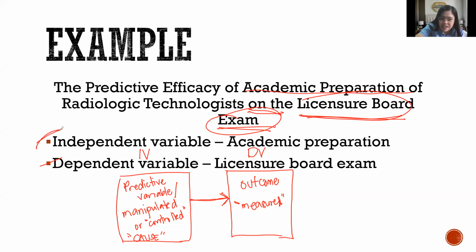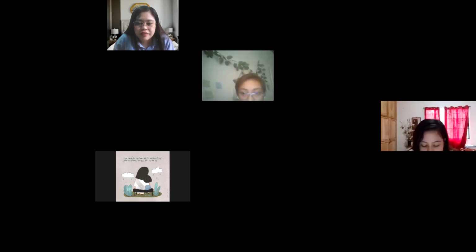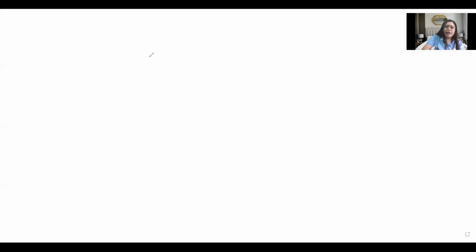So we have here now the independent and the dependent variable. So what I need to discuss is that in the title, aside from the things you need to consider, we should be able to see the independent or the dependent variable. So I'll give you another example.